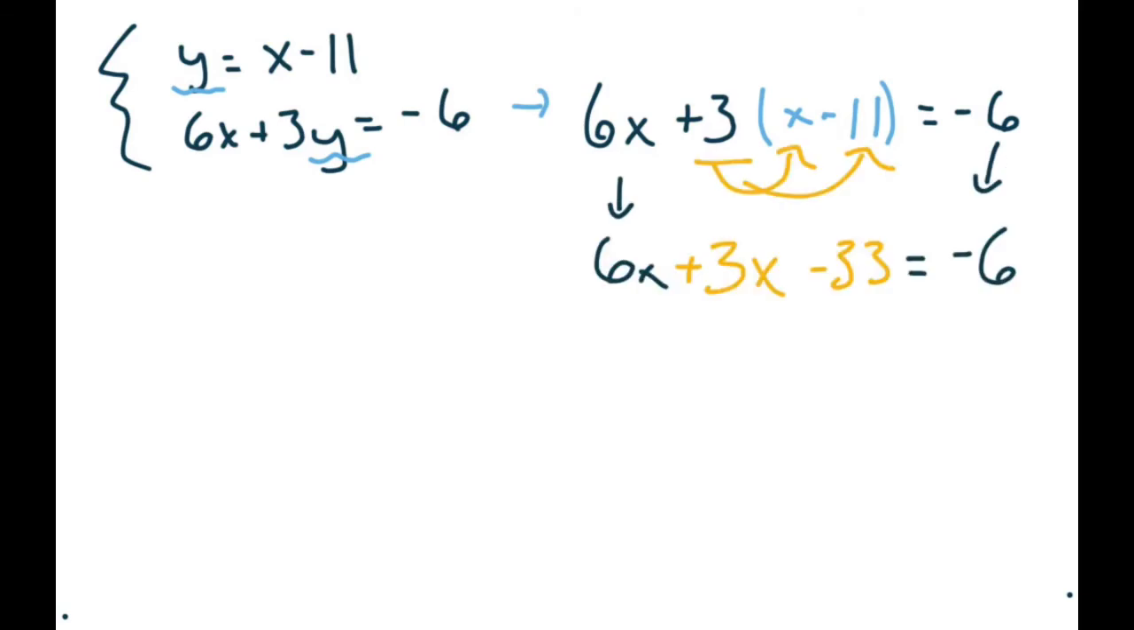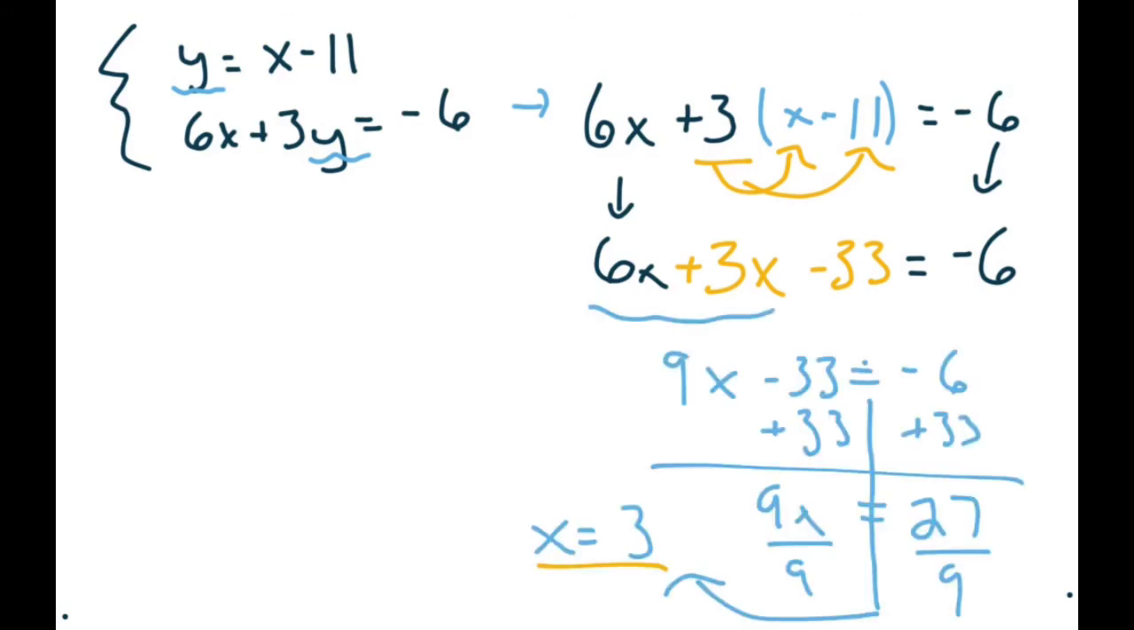Okay, here I went ahead and did the next step. So this is what we've been doing all year, distribution. The 6x just comes straight down here. We need to distribute the 3 into both of these. So 3 times x gets you 3x. 3 times a -11 gets you a -33. Now you just need to solve for x.